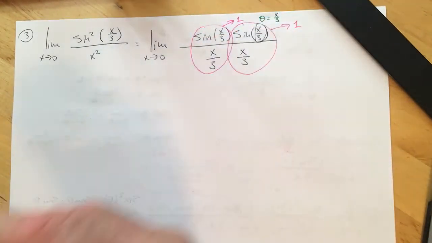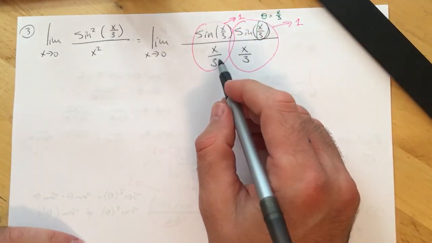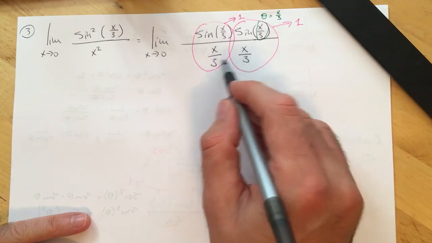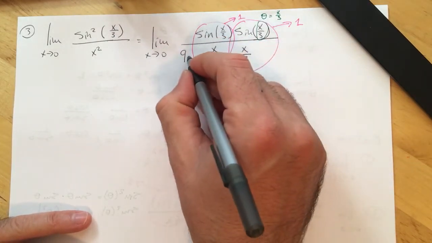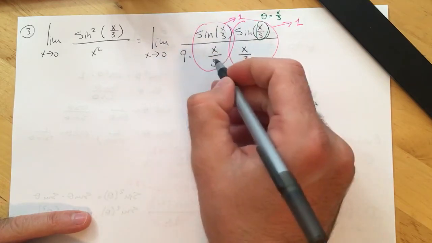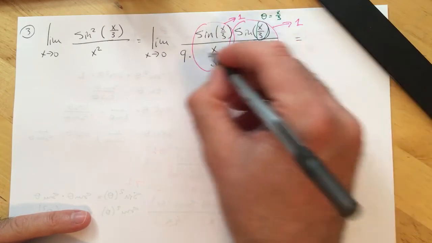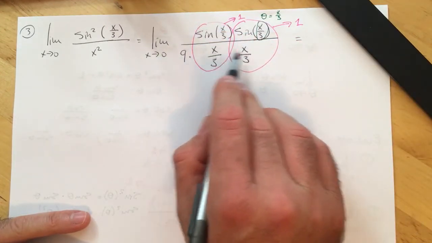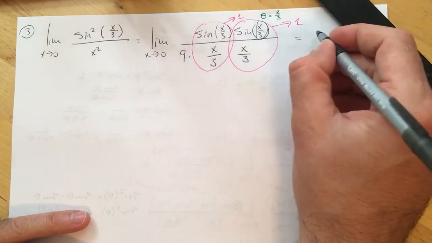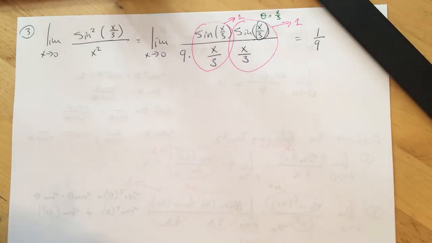And this goes to 1. But now be careful, I have divided the denominator in total by 9. That means I have to multiply the numerator, I have to multiply the denominator by 9, because 9 divided by 3 is 3 divided by 3 is 1. So I have 1 over 9 times these two ratios that are approaching 1 as x goes to 0. 1 over 9 times 1 times 1 is 1 over 9.